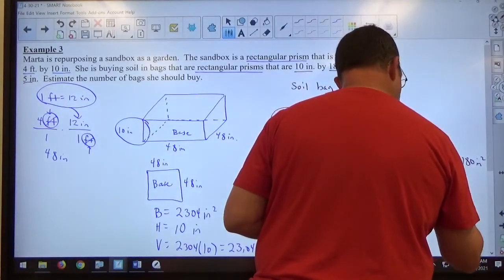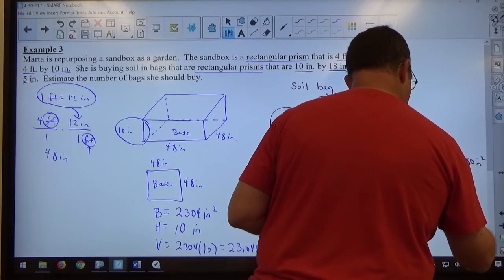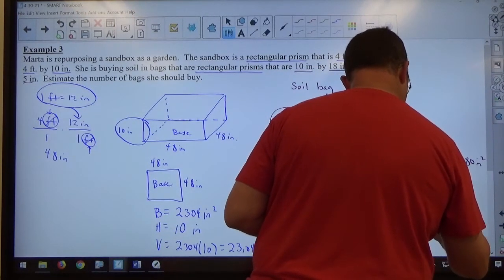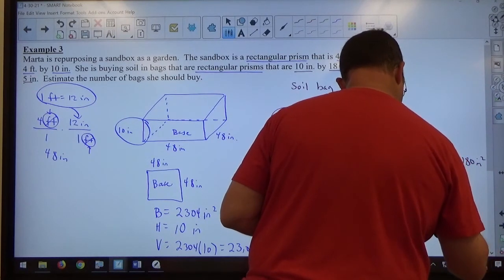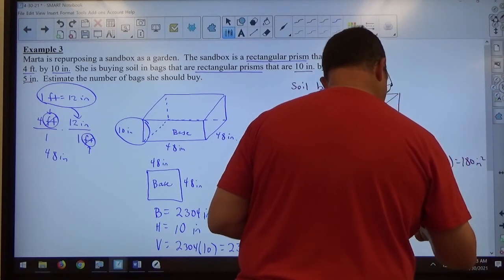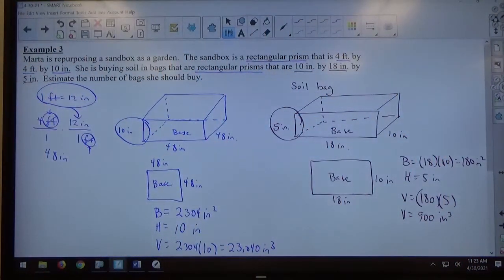So the volume is equal to the area of the base, 180 square inches, times the height of 5 inches, which is equal to 900 inches cubed. And feel free to use a calculator to calculate things. That's what 180 times 5 equals. So we found the volume of one bag of soil. We found the volume of the sandbox. We want to fill up the sandbox with bags of soil.